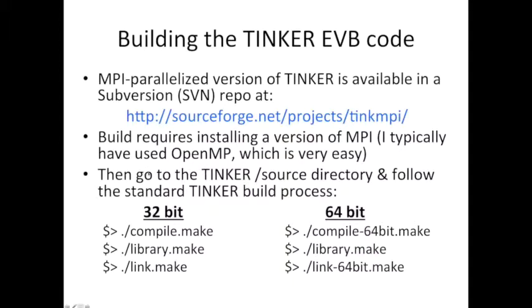And then once you have MPI, building the EVB enabled version of Tinker is effectively identical to how you'd build normal serial Tinker. So in the release that's on SourceForge, you can do it in both 32-bit and also 64-bit. And here's the 32-bit commands, and here's the 64-bit commands. I just want to emphasize that if anyone here has compiled Tinker, you will see that these steps, /compile make, /library make, /link make, are literally identical to what you would do if you were just compiling serial Tinker.